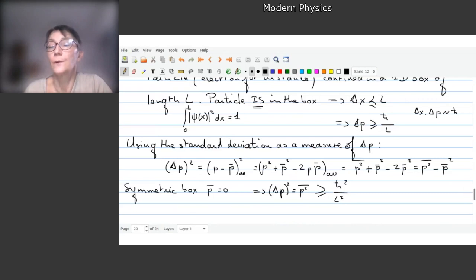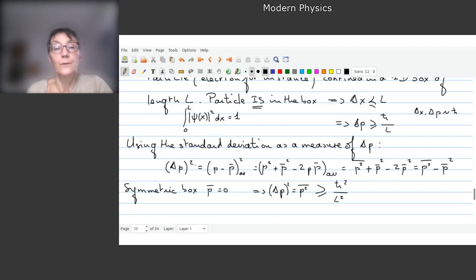the uncertainty on the linear momentum will be higher, okay, than h bar over L, okay. So to describe, okay, to measure this delta p, we can use the standard deviation, okay, as a measure of this width. And so we write it here, sorry.